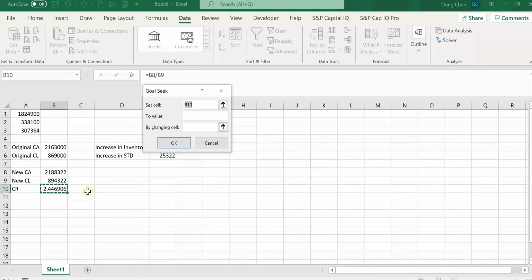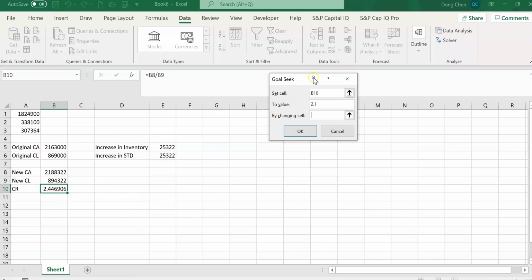You can see that this automatically puts in cell B10. This is what I'm looking for, because before I opened this Goal Seek window, my mouse was pointed to this B10. So that's the default. I want to set this to the target value, 2.1, because I'm trying to make the current ratio 2.1.